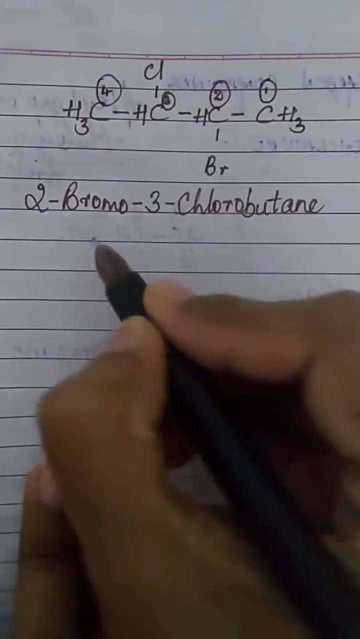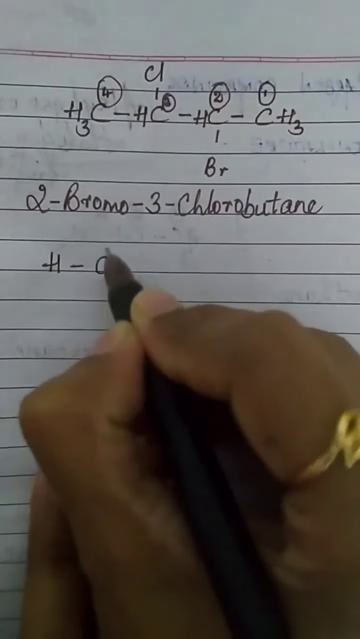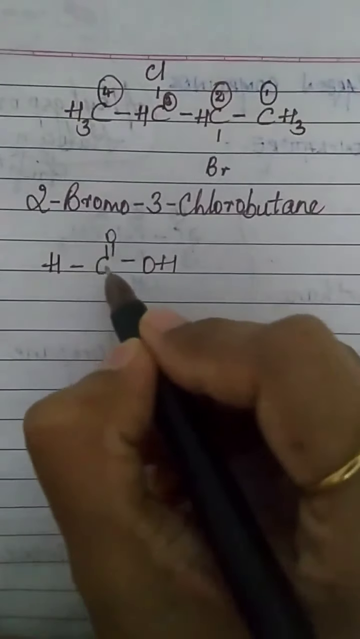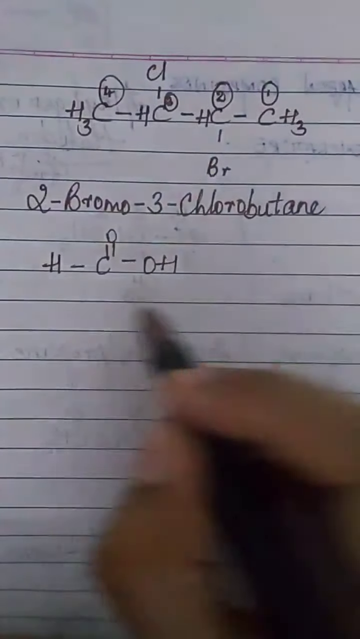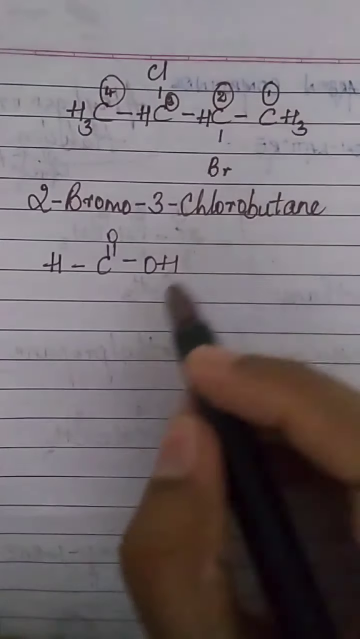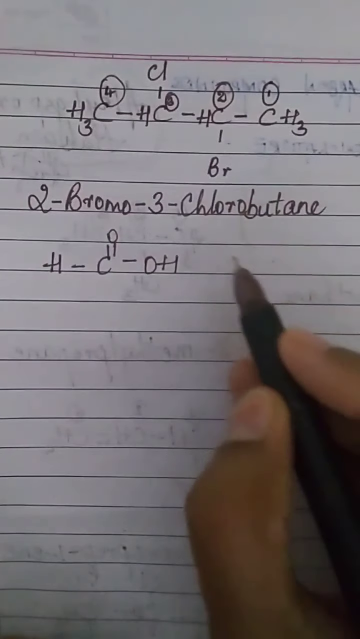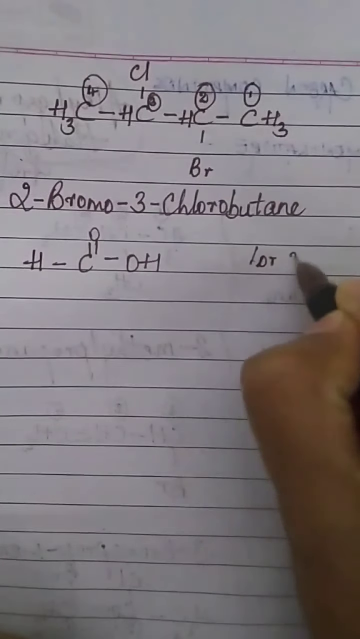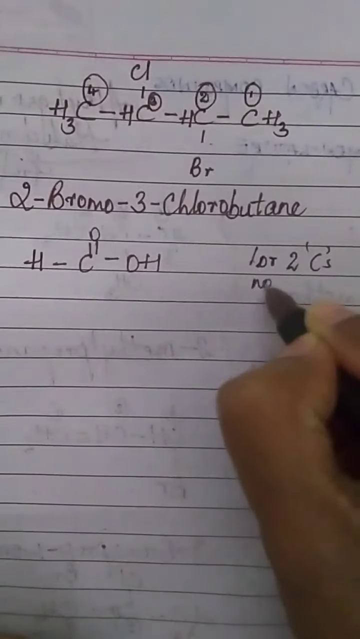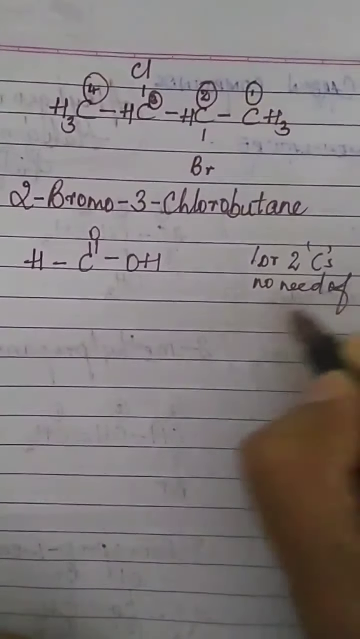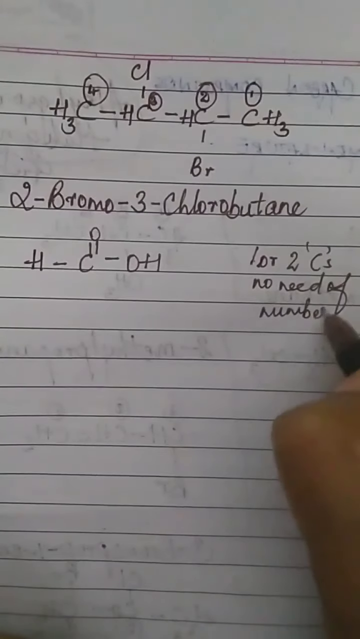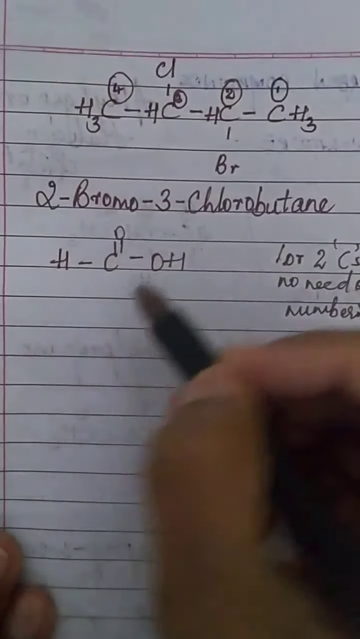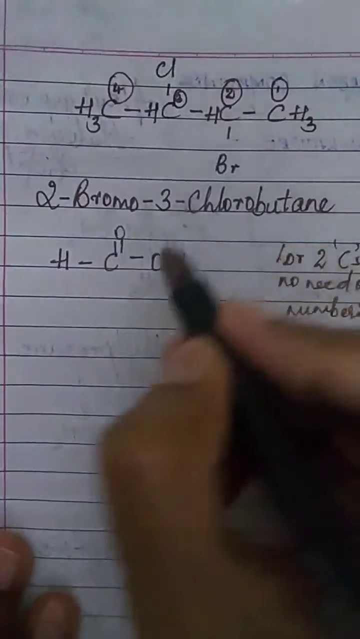I'll start with an acid. If you have H, C double bond O, OH. COOH means it is acid, and you have only 1 carbon. For 1 and 2 carbon, you need not number it. For 1 and 2 carbon, for acids and aldehydes, you need not number it. For 1 or 2 carbons, no need of numbering. Okay? And that is applicable only for acid and aldehyde. So this is an acid. No need to number. Directly write down the name, this acid has only 1 carbon.